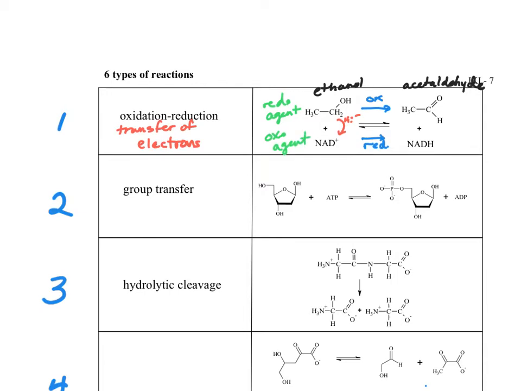Okay, we're 4 minutes in and we've only done 1. Let's move on. Number 2 is group transfer. We've also seen this type of reaction, and what it typically means is the transfer of a phosphate group from one molecule to another. And you can see this ATP has given its phosphate over to the 5th carbon of deoxyribose here, and we end up with that phosphate group being transferred.